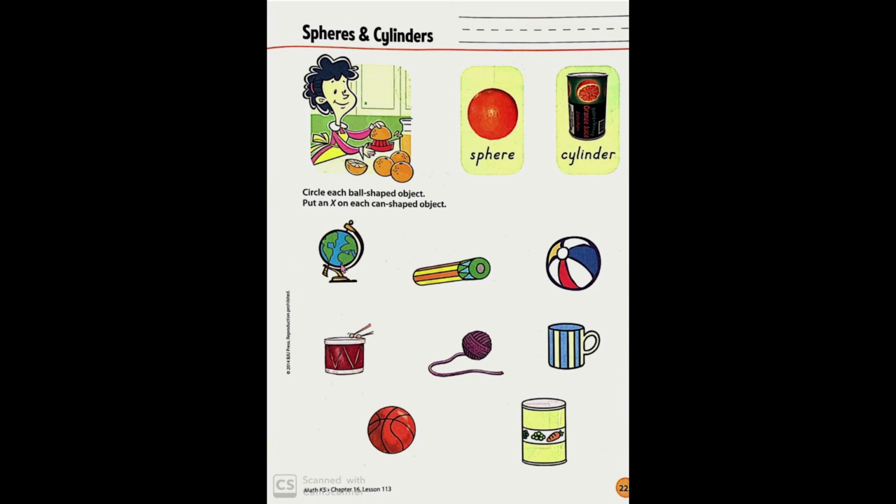Okay, can you point out all the bowl shapes? Here is an actual bowl and there's an actual bowl too. And here is a bowl shape. Let's look at the cylinder shape, can shaped. You put an X on a cup like this, on a drum too.